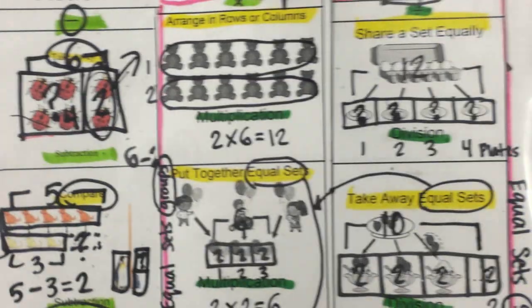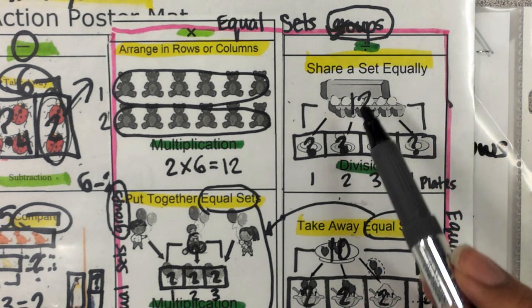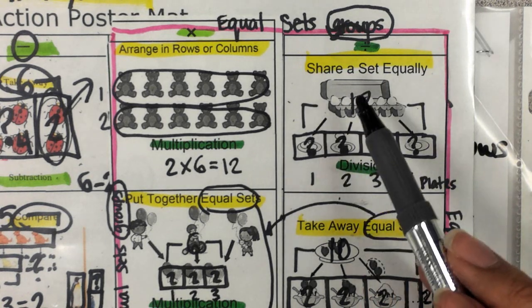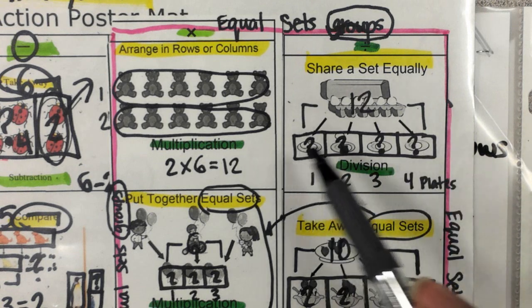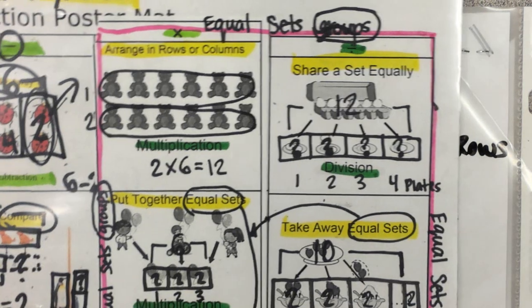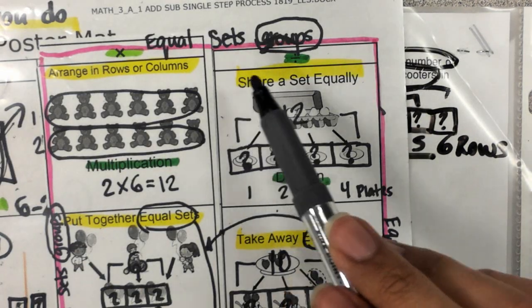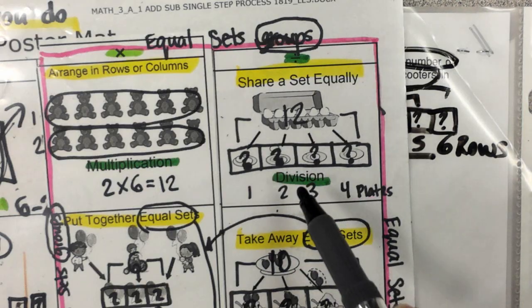If you look at your action poster, it matches up with share a set equally because we have our total number and we're sharing. We need to figure out how many go inside of each group. We already know how many groups we have. Here we have 6 groups. Share a set equally, the operation for that is division.